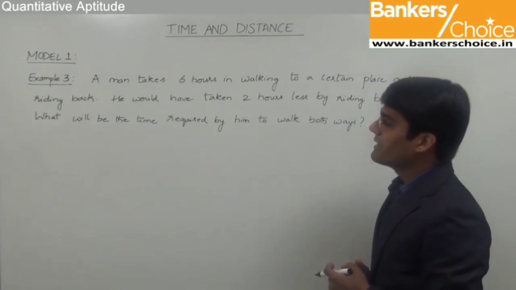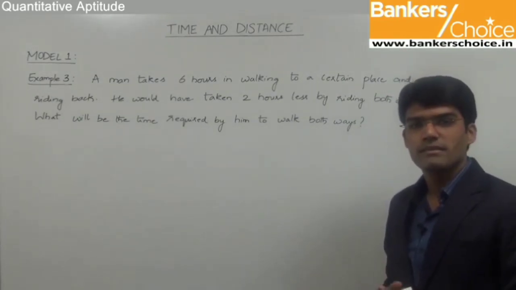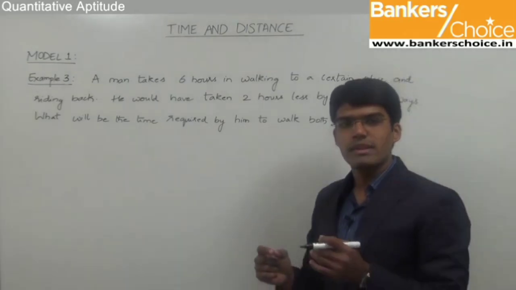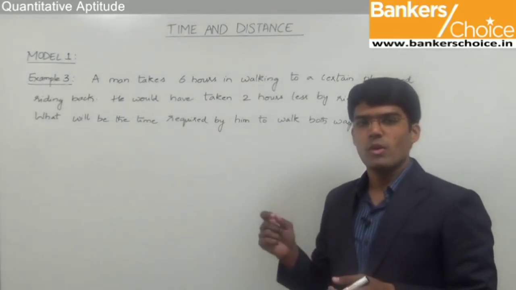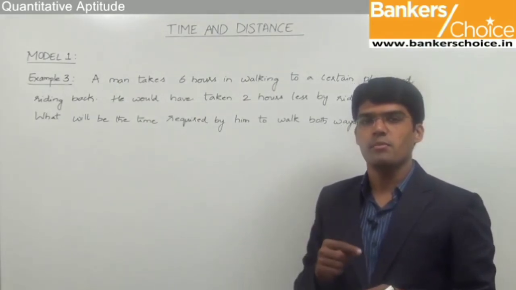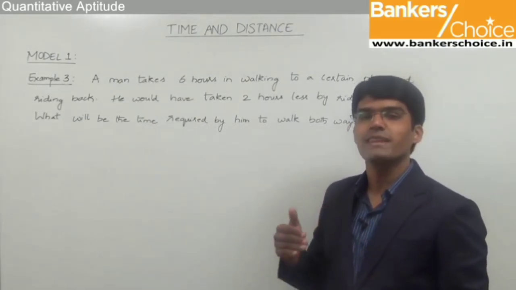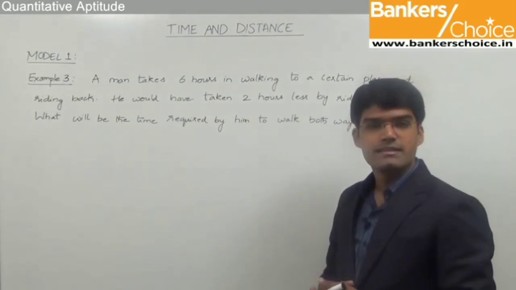The first statement here is, a man takes 6 hours in walking to a certain place and riding back. That means the man here is covering a distance between 2 points. While moving from the first point to the second point, he walks. But in the return journey, that is from point 2 to point 1, he rides. And the time taken is 6 hours.